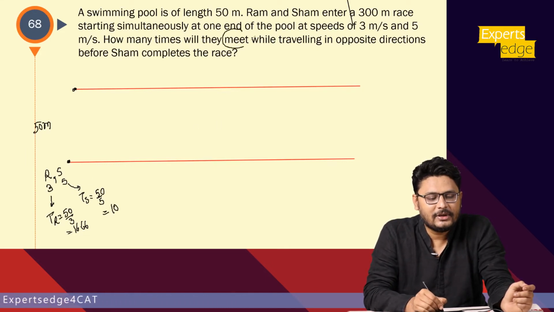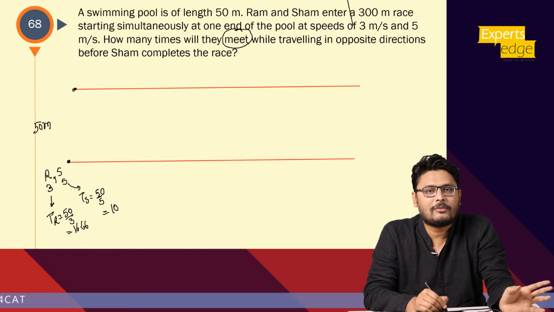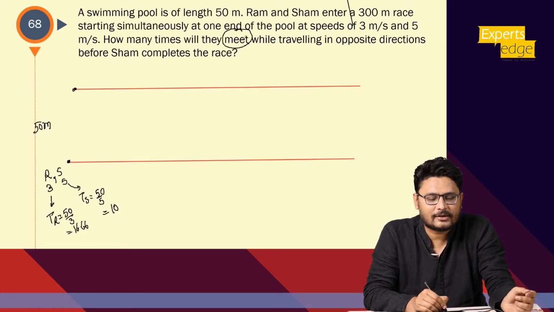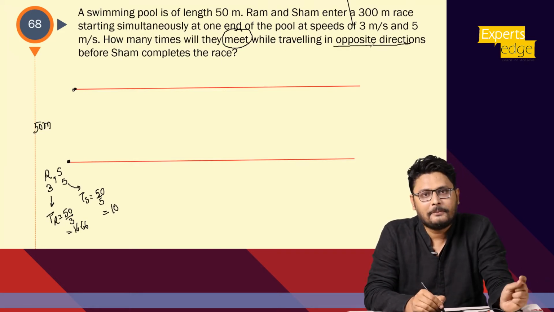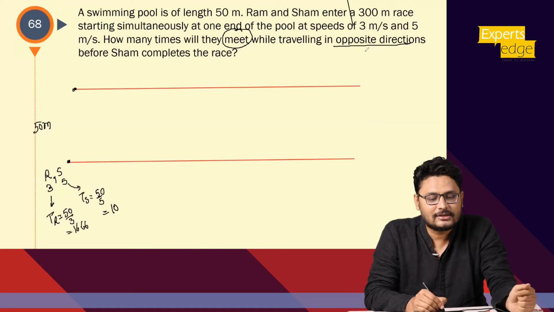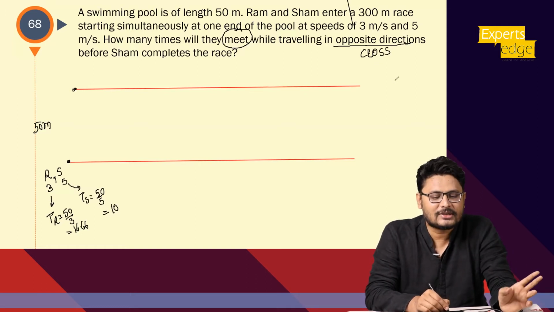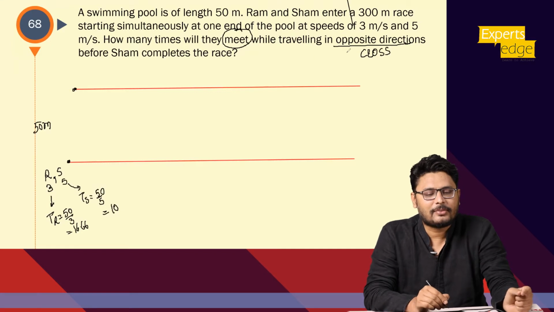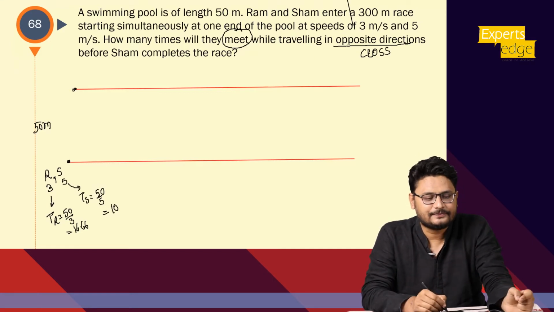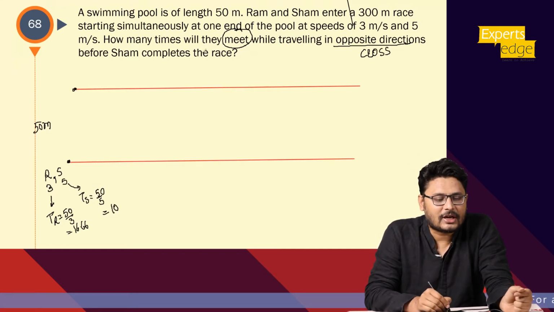ठीक है, meet can be in the same direction or as well as in the opposite direction. meet में cross भी आ जाएगा. अच्छा नहीं, meet while they are traveling in the opposite direction. They has clearly mentioned meet but in the opposite direction, that is, it is nothing but cross he is talking about technically, right? Generally अगर कभी भी meeting बोला तो you need to consider both, but जब यहाँ clearly mention किया है कि meet means typically the crossing line, ठीक है? Before Sham complete the race.